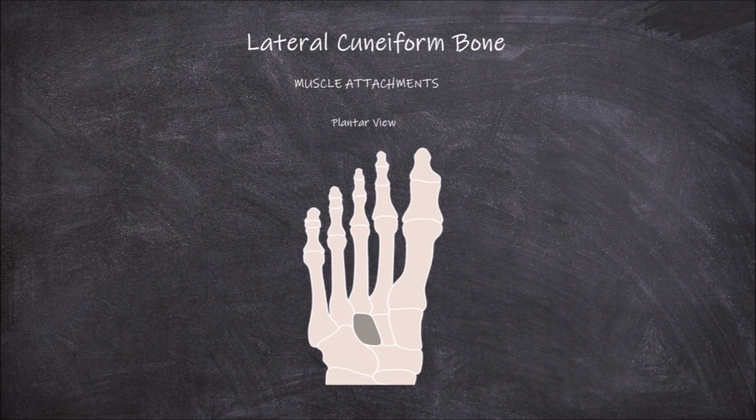A portion of the tendon of the tibialis posterior muscle attaches onto the plantar surface of this bone. In some cases, a portion of the flexor hallucis brevis muscle originates from this bone. And that concludes this video on the structure of the lateral cuneiform bone.